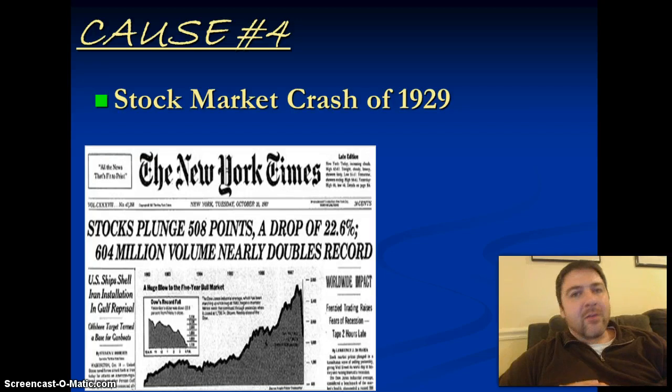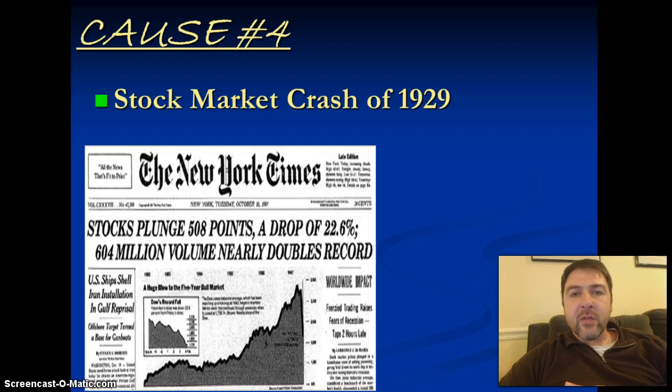Okay, there's no guarantee in the stock market. You can make a lot of money, but you can also lose a lot of money, and unfortunately, a lot of people lost all of their life savings in the stock market crash of 1929. So those are our 4 causes.